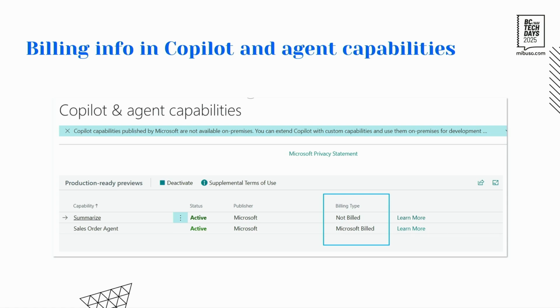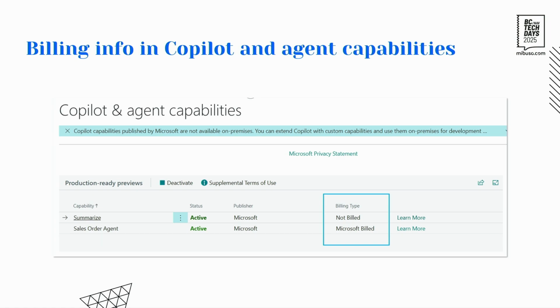Also in the UI, the customer will be able to see in the Copilot and agent capabilities page, where they can enable the Copilot features, our features from Microsoft, as well as your features. And we're going to add a new column, which right now is called billing type. And there the customer can see who is in charge of the billing, right? Maybe the feature is not billed. It could be part of the license, the base license. It could also be billed by us, Microsoft. That's when you use the BC AI resources. If it's billed by you as a publisher, it will say, I think, custom billing or something like that.